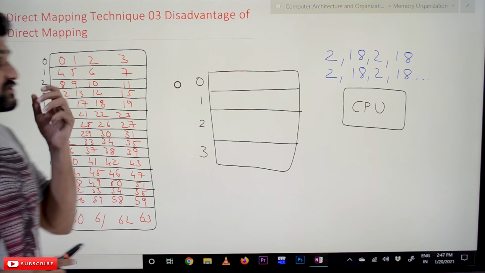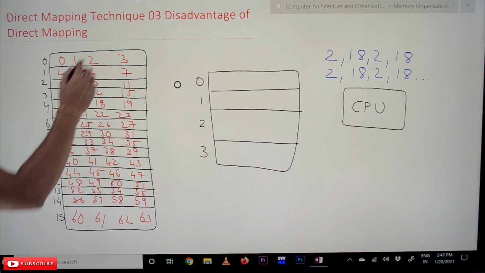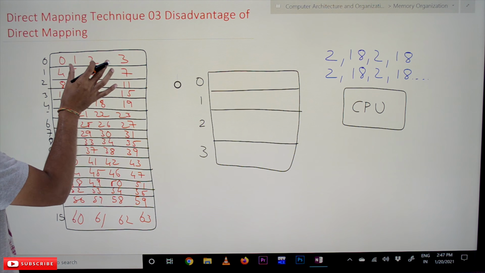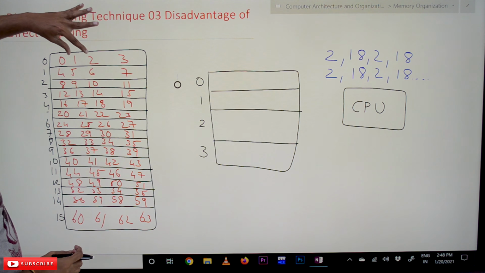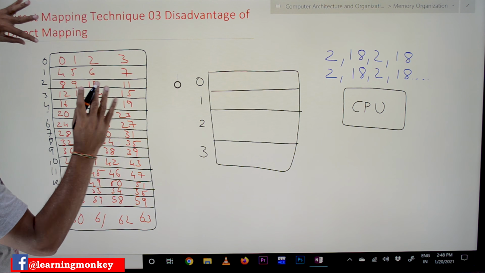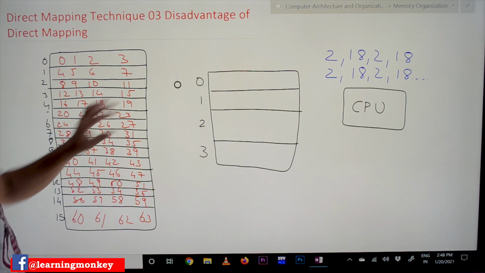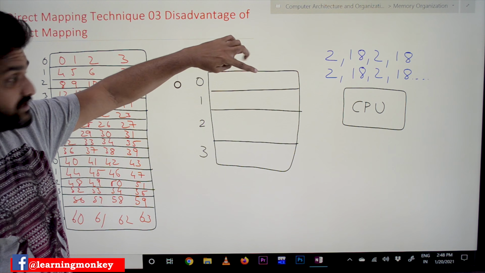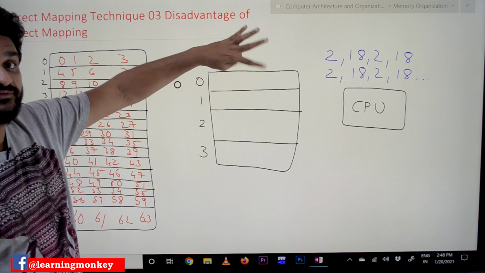Now coming to this class, we will try to understand the disadvantages that we are going to have with direct mapping. This is a 64-word memory, and each block of memory is grouped with 4 words. So 4 words are grouped to form a block, and these are the addresses of the words. With 64 words we get 16 blocks, 0 to 15. And this is a cache memory with 4 words in each line, so it is a 16-word memory. Each line of cache memory has 4 words.